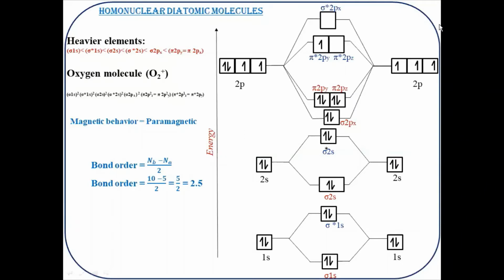Now, what is the magnetic behavior of this species? Yes, of course, there is one electron which is unpaired in the molecular orbitals. So it is definitely paramagnetic in nature. This species is paramagnetic in nature.